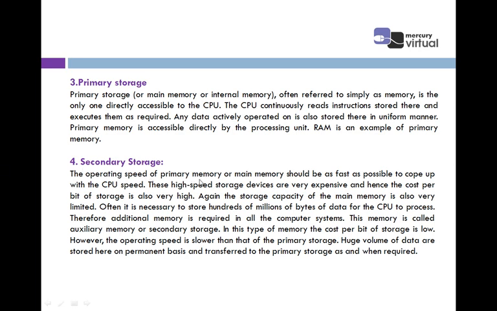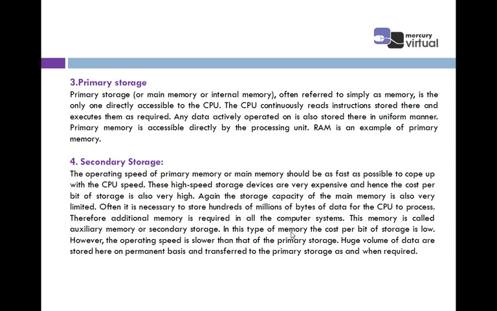So the operating speed of primary memory or main memory should be as fast as possible to cope up with the CPU speed. These high-speed storage devices are very expensive, and hence the cost per bit of storage is also very high. Again, the storage capacity of the main memory is also very limited. There is some limitation like 2 GB RAM, 4 GB RAM. As you heard, 4 GB RAM means there is a capacity of 4 GB only.